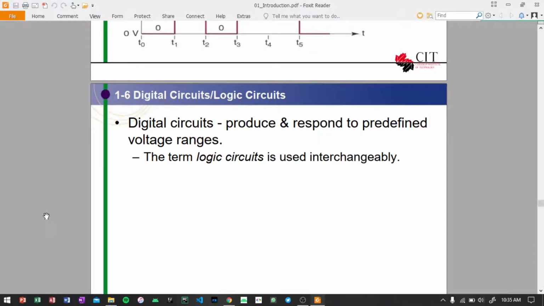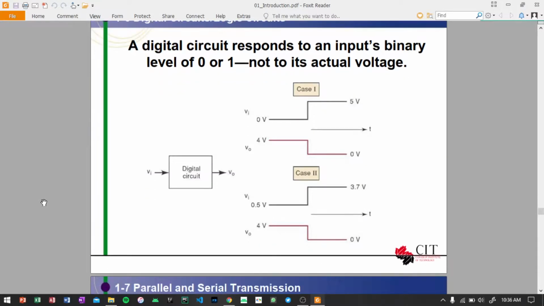Digital circuits produce and respond to predefined voltage ranges. The term logic circuit is used interchangeably. A digital circuit responds to an input's binary level of 0 or 1, not to its actual voltage.